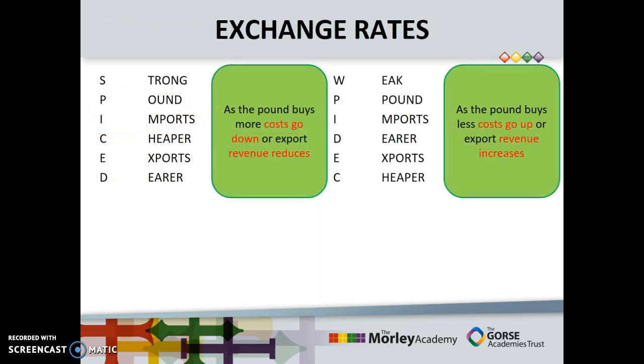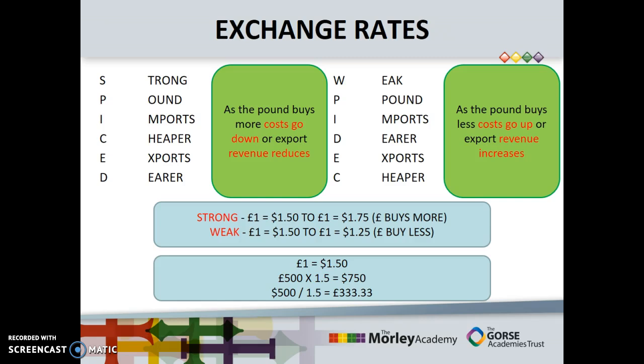Exchange rates. SPICED. Strong pound, imports cheaper, exports dearer. Weak pound, imports dearer, exports cheaper. WIPPERDECK. So, if you get an exchange rate question straight away, I want to see that annotated on the exam, SPICED. If you realise that the pound is getting weaker, i.e. it buys less, then you change that to WIPPERDECK by changing to imports dearer, exports cheaper.